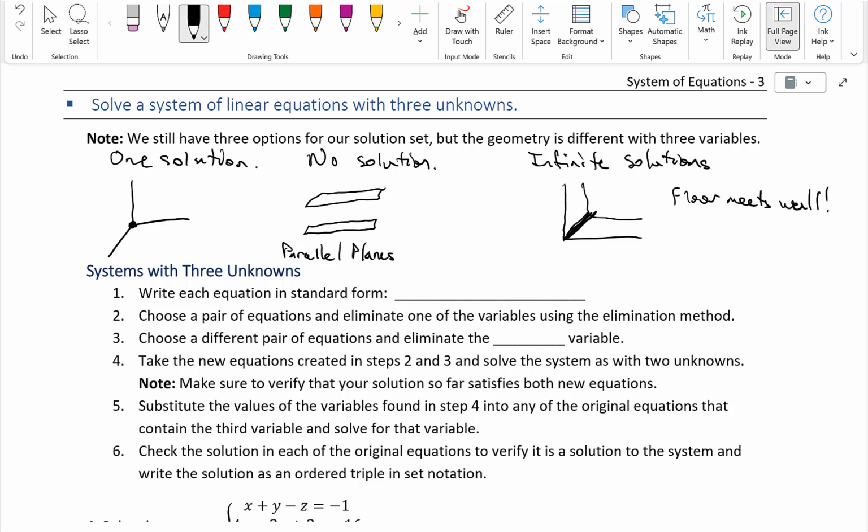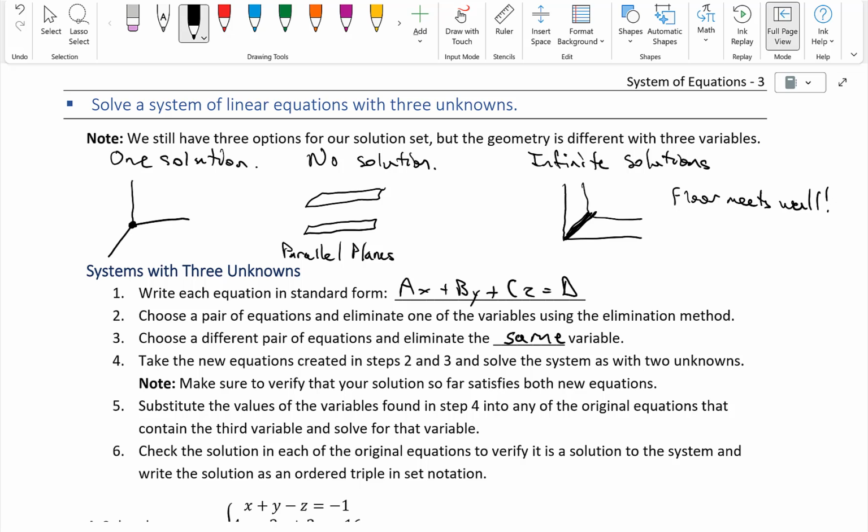Maybe that helps. All right, so our systems with 3 unknowns. We want to write each equation in standard form. For 3 unknowns, it's ax plus by plus cz equals d. We choose a pair of equations and eliminate one of the variables using the elimination method. Then we choose a different pair of equations and eliminate the same variable. That's the important part. Once we eliminate the same variable twice, we'll get 2 equations with the same 2 variables, and that takes us back to what we were just doing above.